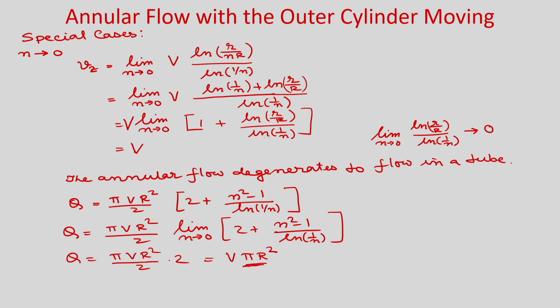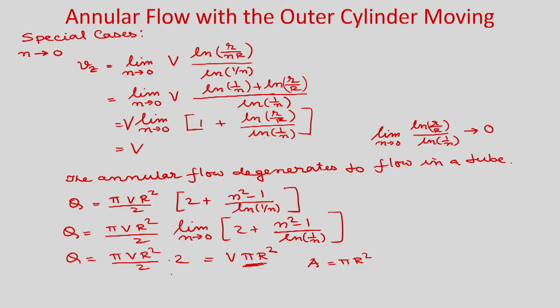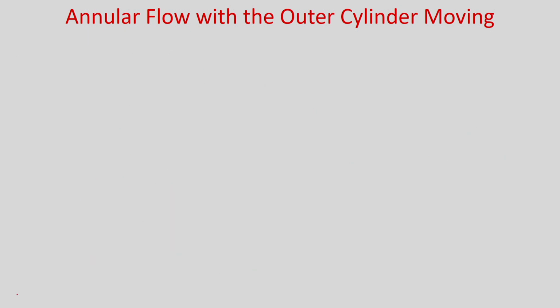And pi r square is nothing but the flow area, right. Flow area is pi r square. So, in this case for the plug flow you can see that the flow area is obviously pi r square and uniform velocity you have inside, that is v. So, volume flow rate will be just v into a, that means v into pi r square, and that we have already shown. Now, let us consider the other limiting case where n tends to 1.